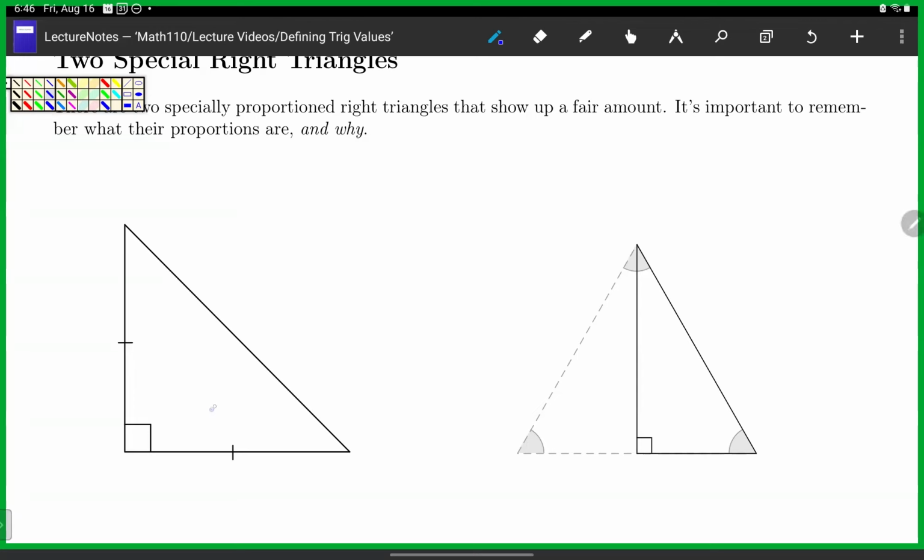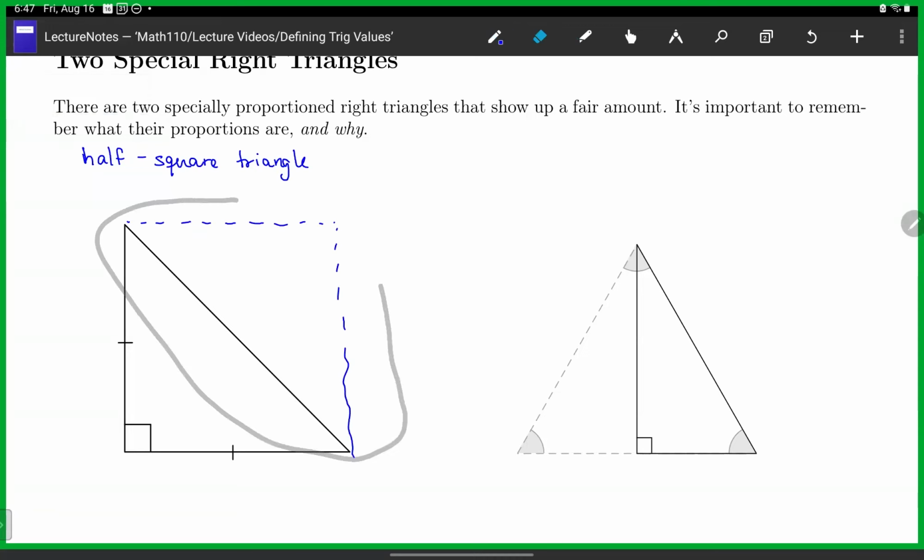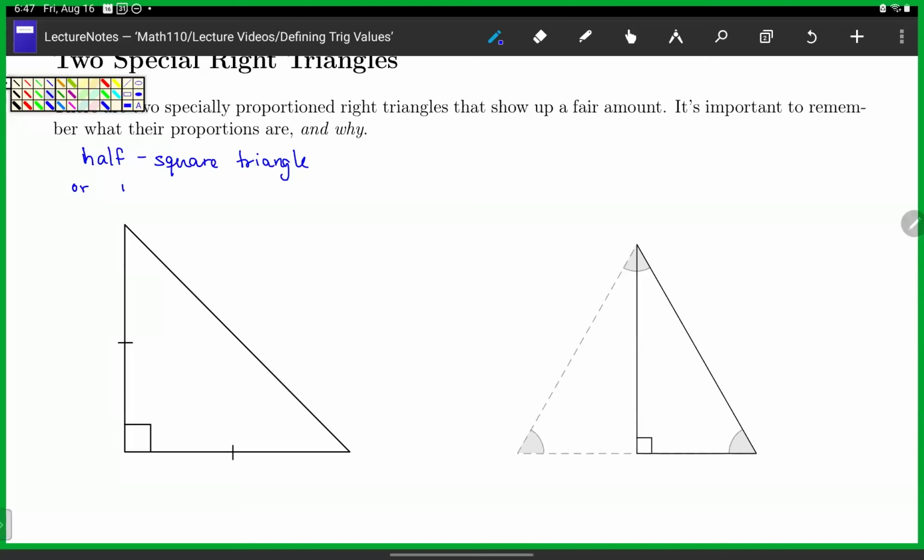This first one can be called an isosceles right triangle or a half square. Either one is fine. You can kind of think of that square being completed there. Isosceles means that it has one pair of congruent sides. Right triangle means it has one right angle. Isosceles right triangle means the two legs have to be equal to each other. And the other one is going to be half of an equilateral triangle.